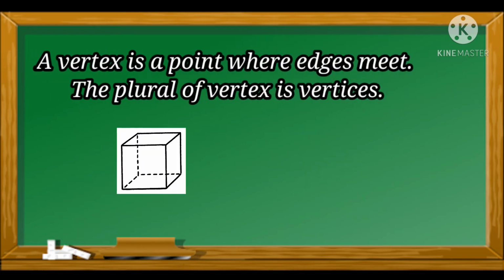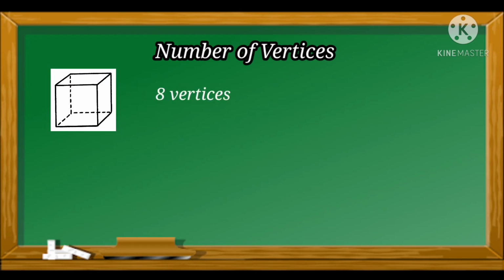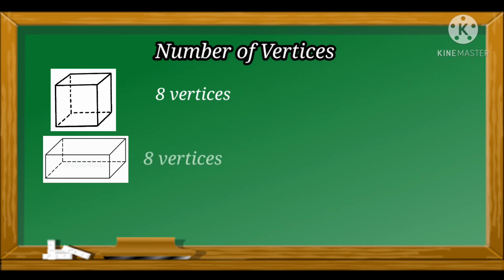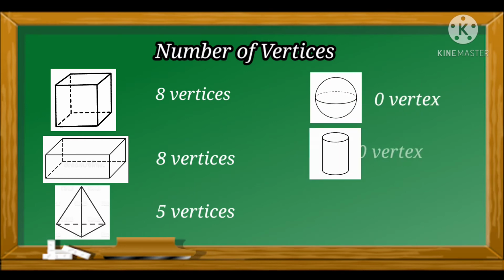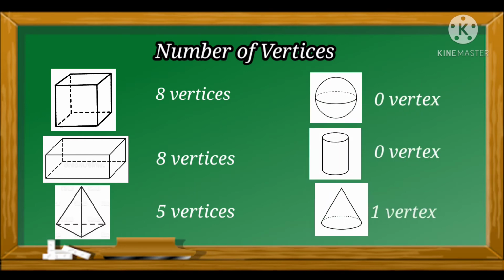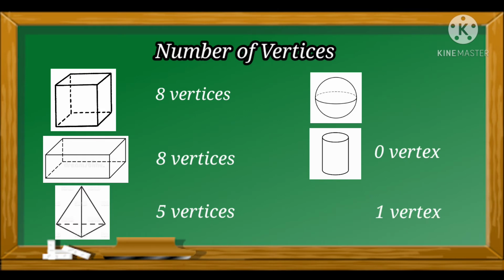A vertex is a point where edges meet. The plural of vertex is vertices. Here are the number of vertices of these solid figures. A cube has 8 vertices. A rectangular prism has 8 vertices. A pyramid has 5 vertices. A sphere has 0, a cylinder has 0, and a cone has 1 vertex.